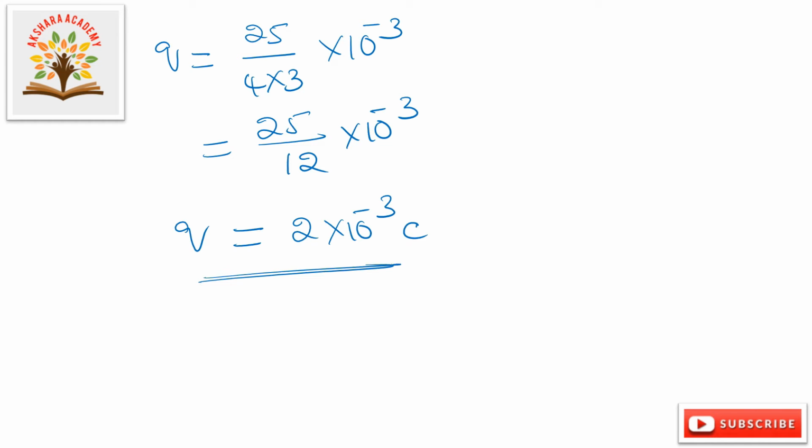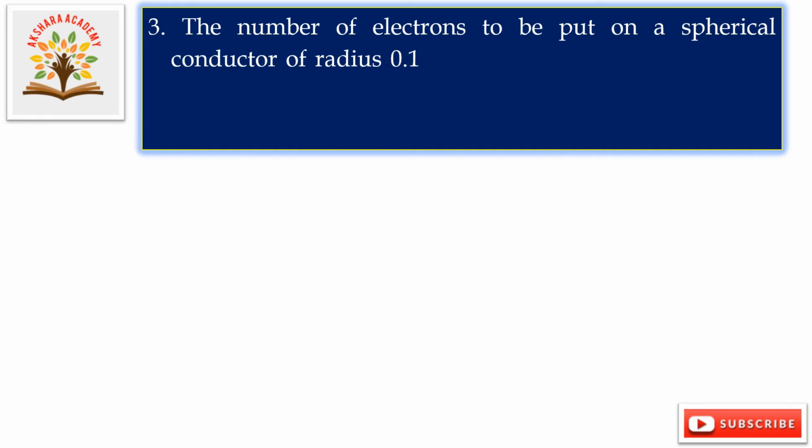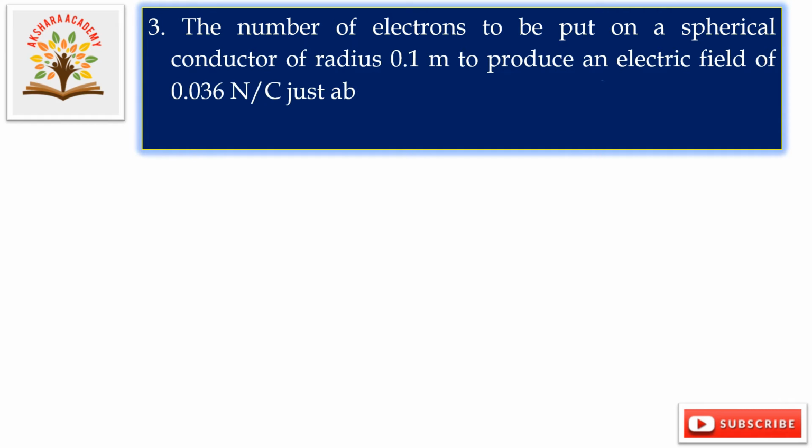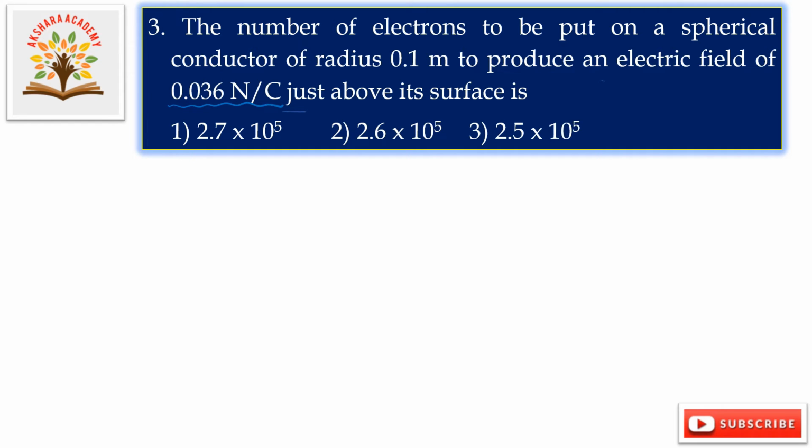Okay. Next we will go to the next question. The number of electrons to be put on a spherical conductor of radius 0.1 meters to produce an electric field of 0.06 Newton per coulomb just above surface is. So here we have to calculate the number of electrons. Now let us go to the solution.